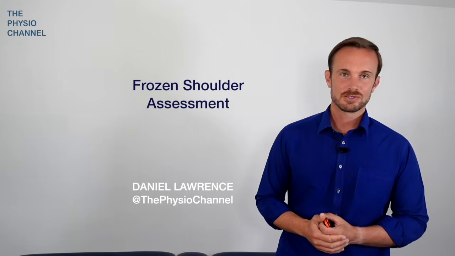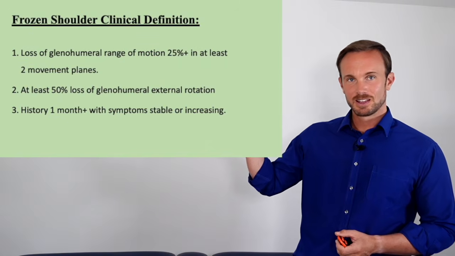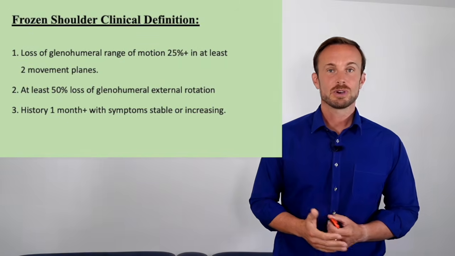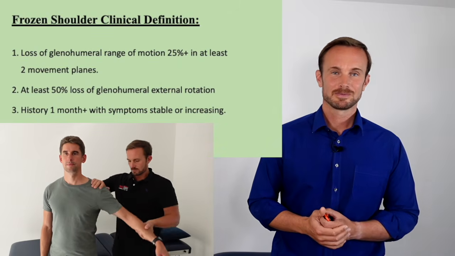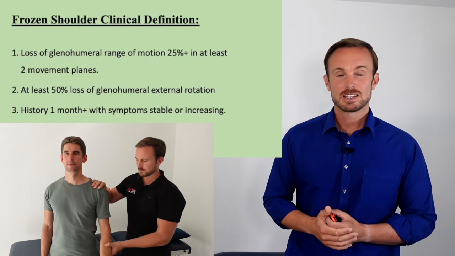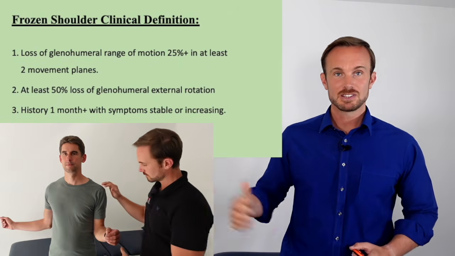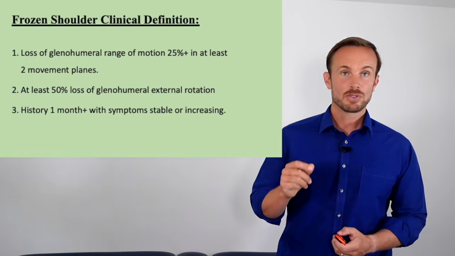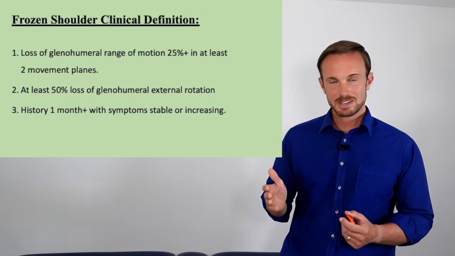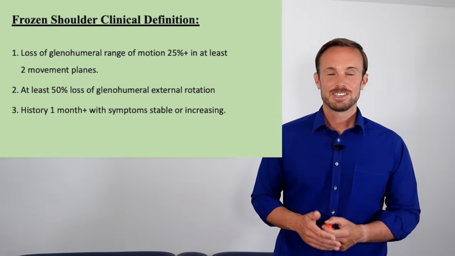In this video, we're going to have a look at assessment, and this is how you can assess for frozen shoulder. The clinical definition of frozen shoulder is this: loss of glenohumeral range of motion by 25% or more in at least 2 movement planes. There should be at least a 50% loss in the direction of external rotation compared to the non-affected side, and there'll be a history of pain and stiffness of 1 month or more, with the symptoms being either stable or increasing. You may also wish to look and ask about risk factors.